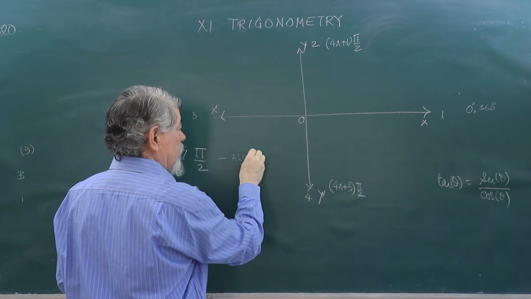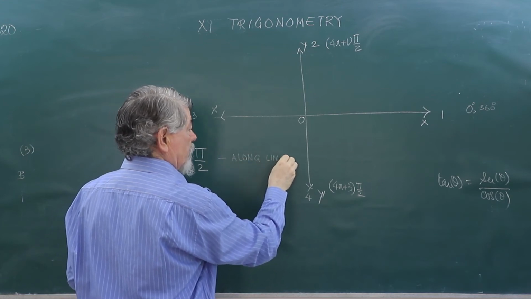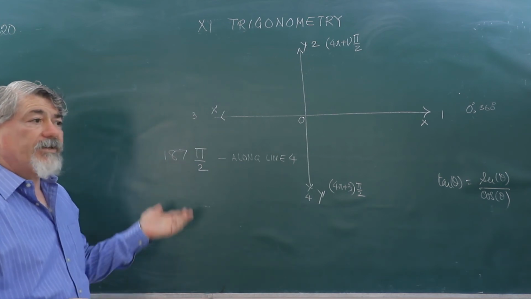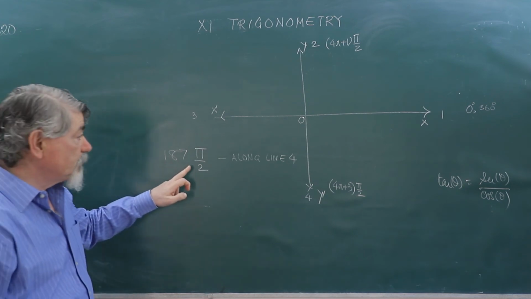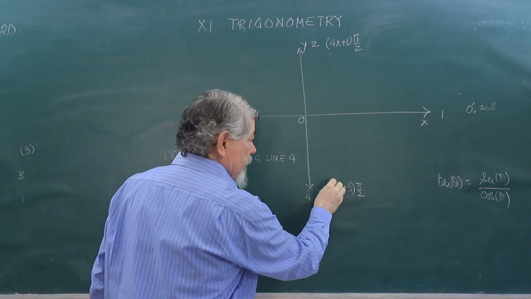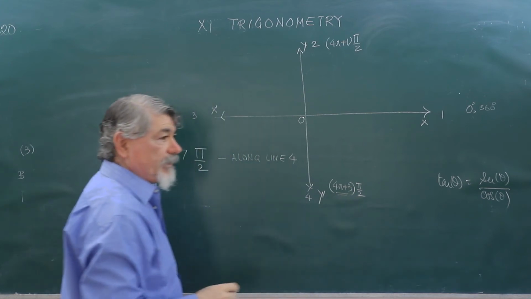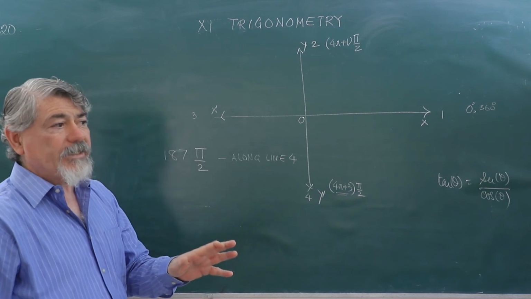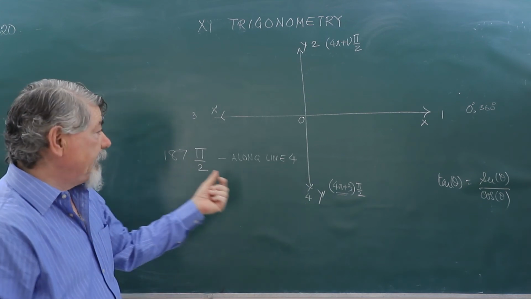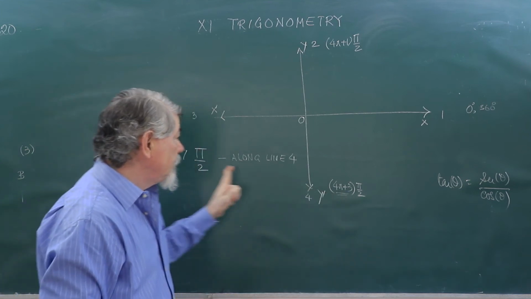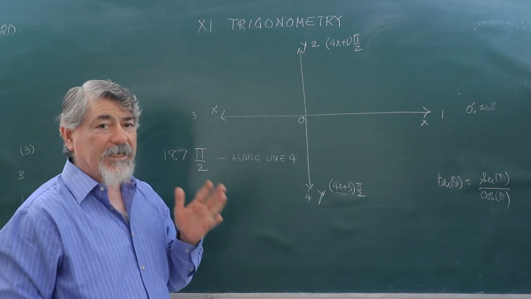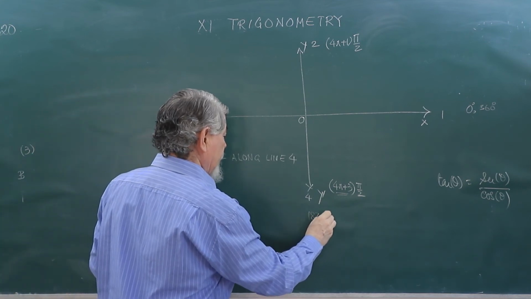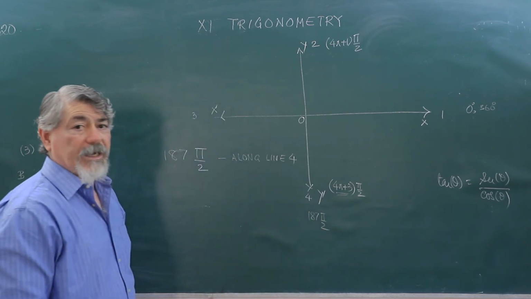If the remainder after dividing comes 3, that is 4n plus 3, this number 4n plus 3 means it is a multiple of 4 plus 3, and when it is divided by 4, the remainder will come out to be 3. When I divided 187 by 4, I got the remainder 3. That means this 187 pi by 2 will fall along line 4.